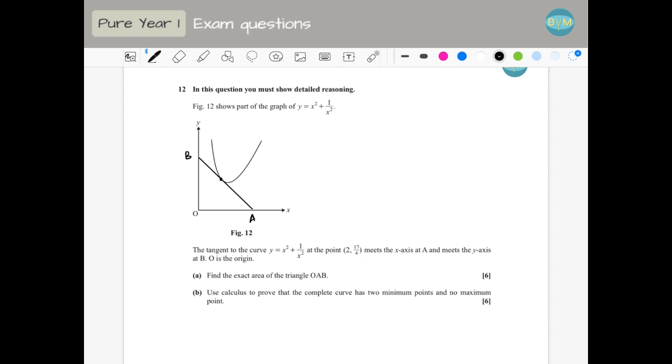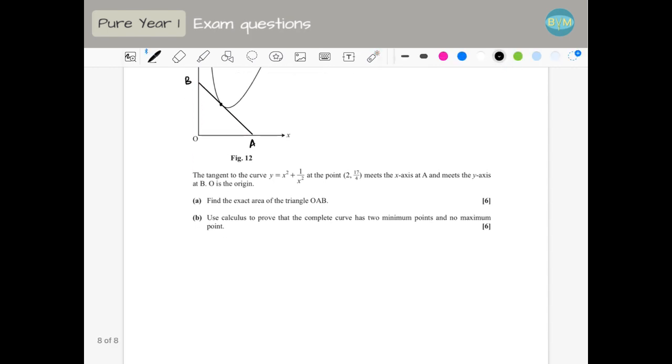We need to find the area of triangle OAB, so this area here, which means we need this length and this length. So what we are going to do is find the equation of the tangent at this point and its intersection with the axes, and that way we will have these distances.